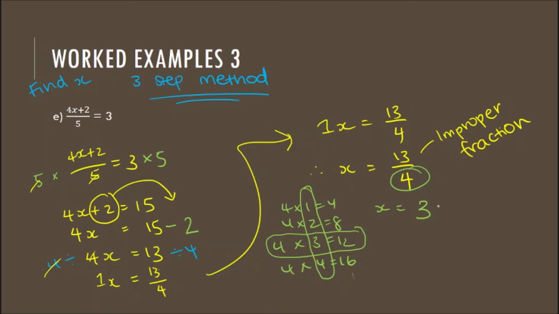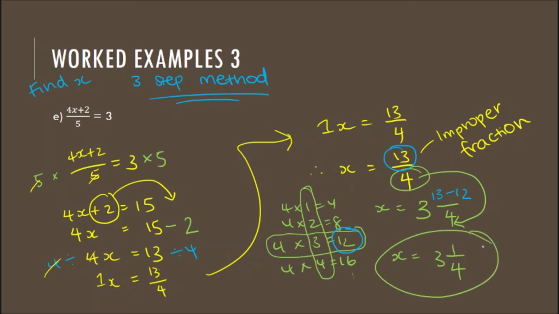Now to find the numerator, we subtract the numbers together. So it's 13 minus 12, and the denominator stays the same, which is 4. All right. So as a mixed number, it is 3 and 1 over 4. And that would be the mixed number answer.